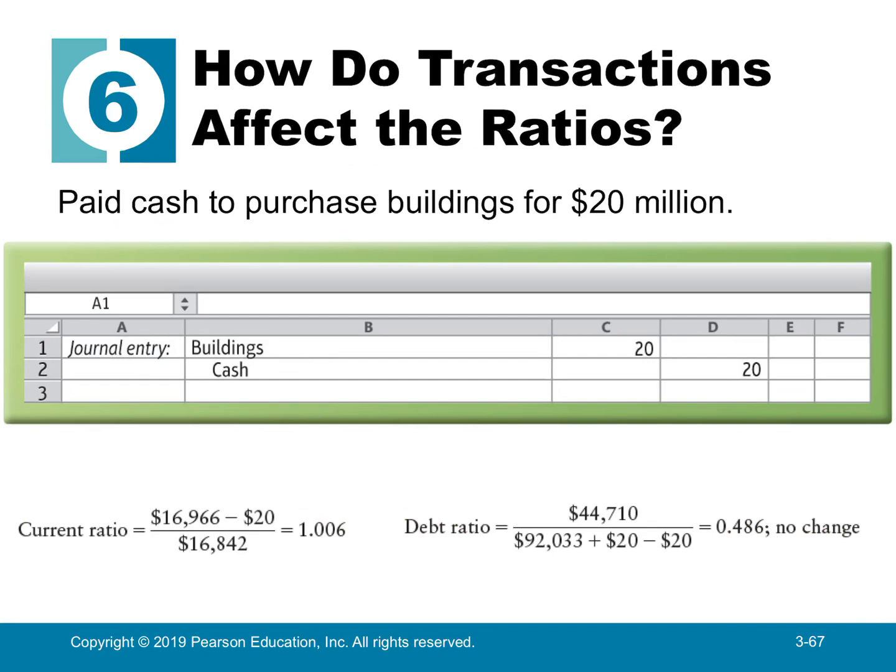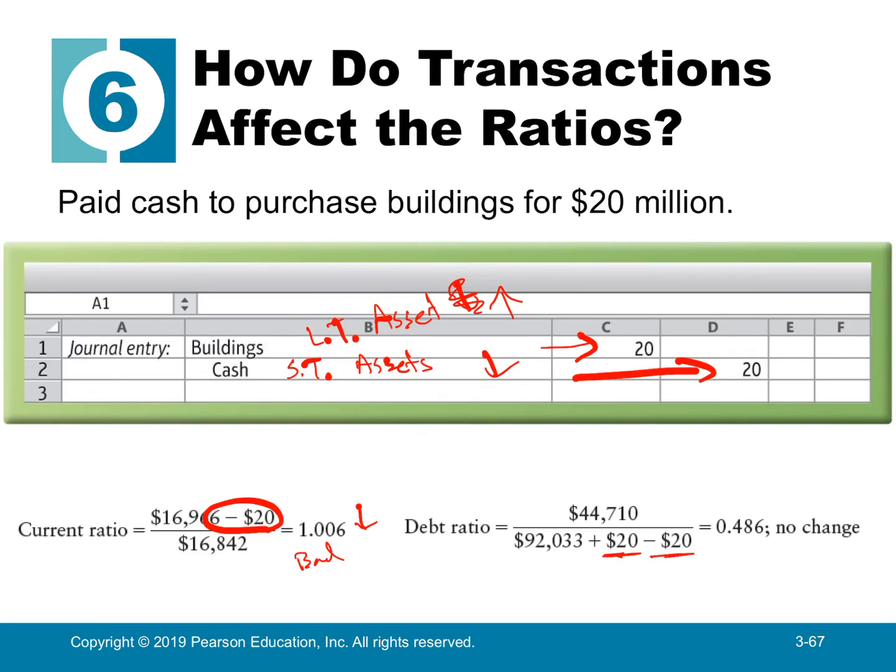What about if I buy some buildings? In this case, a long-term asset, a building, goes up, and a short-term asset, cash, goes down by 20. So my current assets go down by 20, so my current ratio goes down, and that's bad. My debt ratio: one asset goes up by 20, the other asset goes down by 20, and because I'm looking at total assets here, current and long-term, there's no change. My liabilities don't change at all. There's no liability account here.